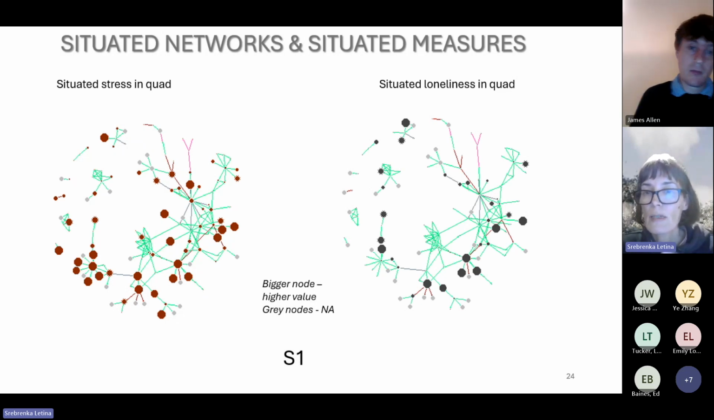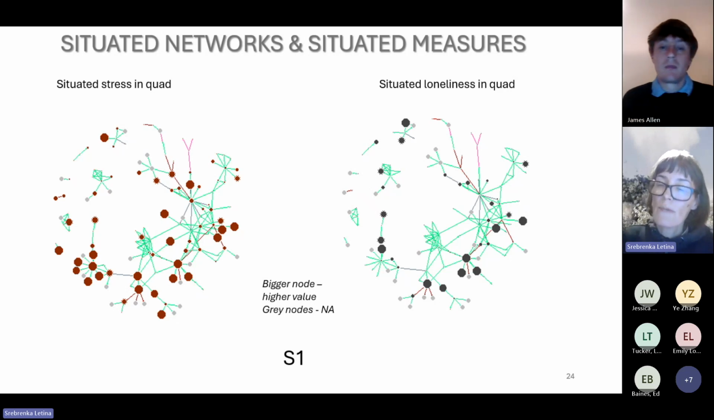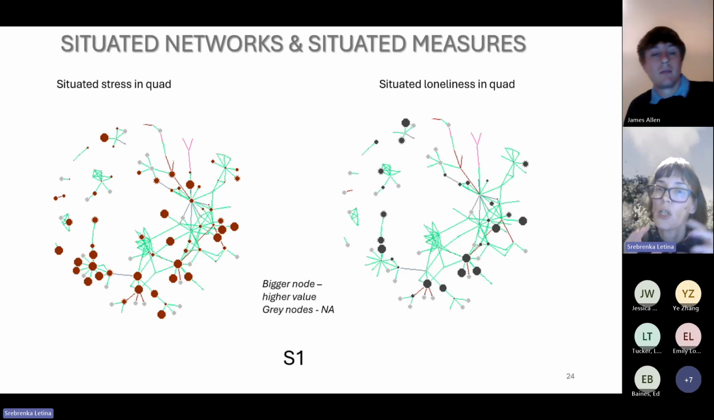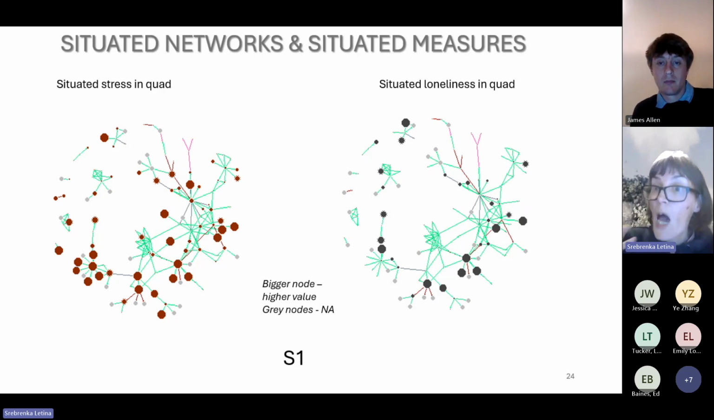And here you can see the same plot for the same situation, how lonely individuals were in the network in the quad. So, again, a social influence that you would not necessarily capture in the unsituated measures of network and certain outcomes, you may capture, and it may actually exist in certain situations with this type of methodology.